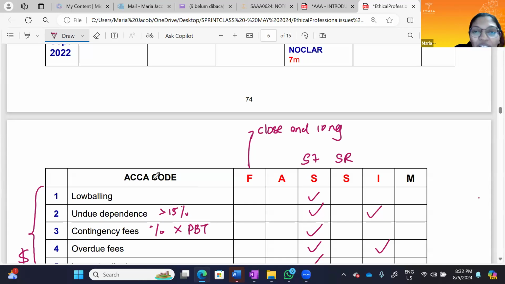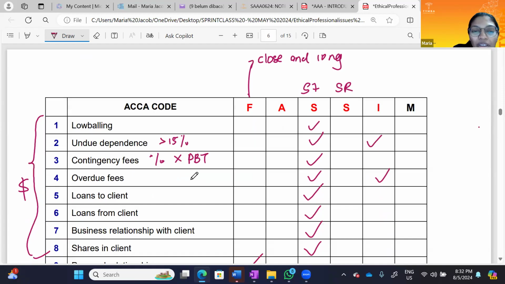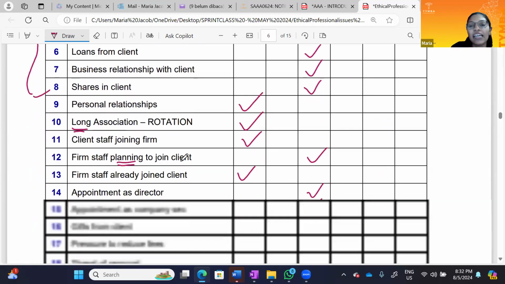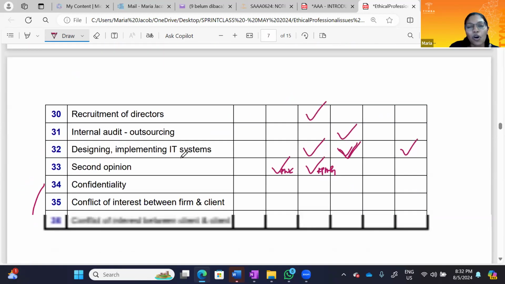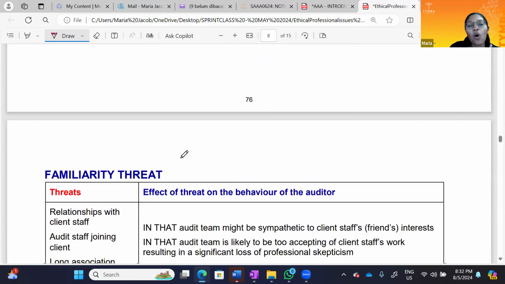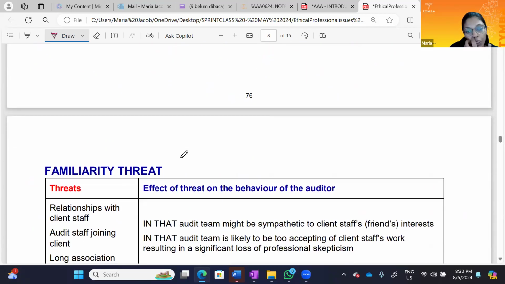So that is on the ACCA code. Please do the revision with the notes that have been uploaded. Make a reference to it and obtain understanding on the ACCA code of ethics. I have a little bit of notes to cover before I get into the questions.